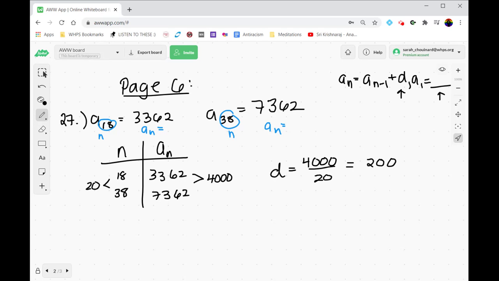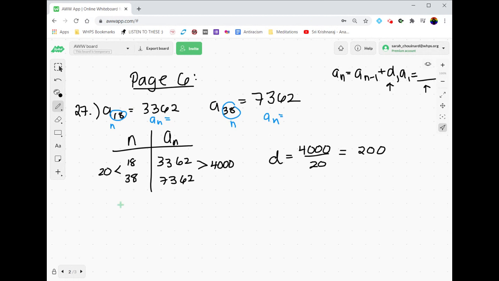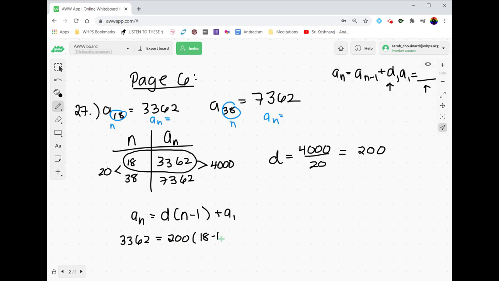Then from there, I'm going to find a sub 1 the same way I did in the last problem. I'm going to take my formula, a sub n equals d times n minus 1 plus a sub 1. I always use the explicit rule. Even though this question wants me to write the recursive rule, to find a sub 1, you always use the explicit rule. I'm just going to pick one of the values from my table to plug in for a sub n and n. So I'm going to get 3,362 equals d, which I just calculated was 200, times 18 minus 1. And then I'm just going to do the math out again.